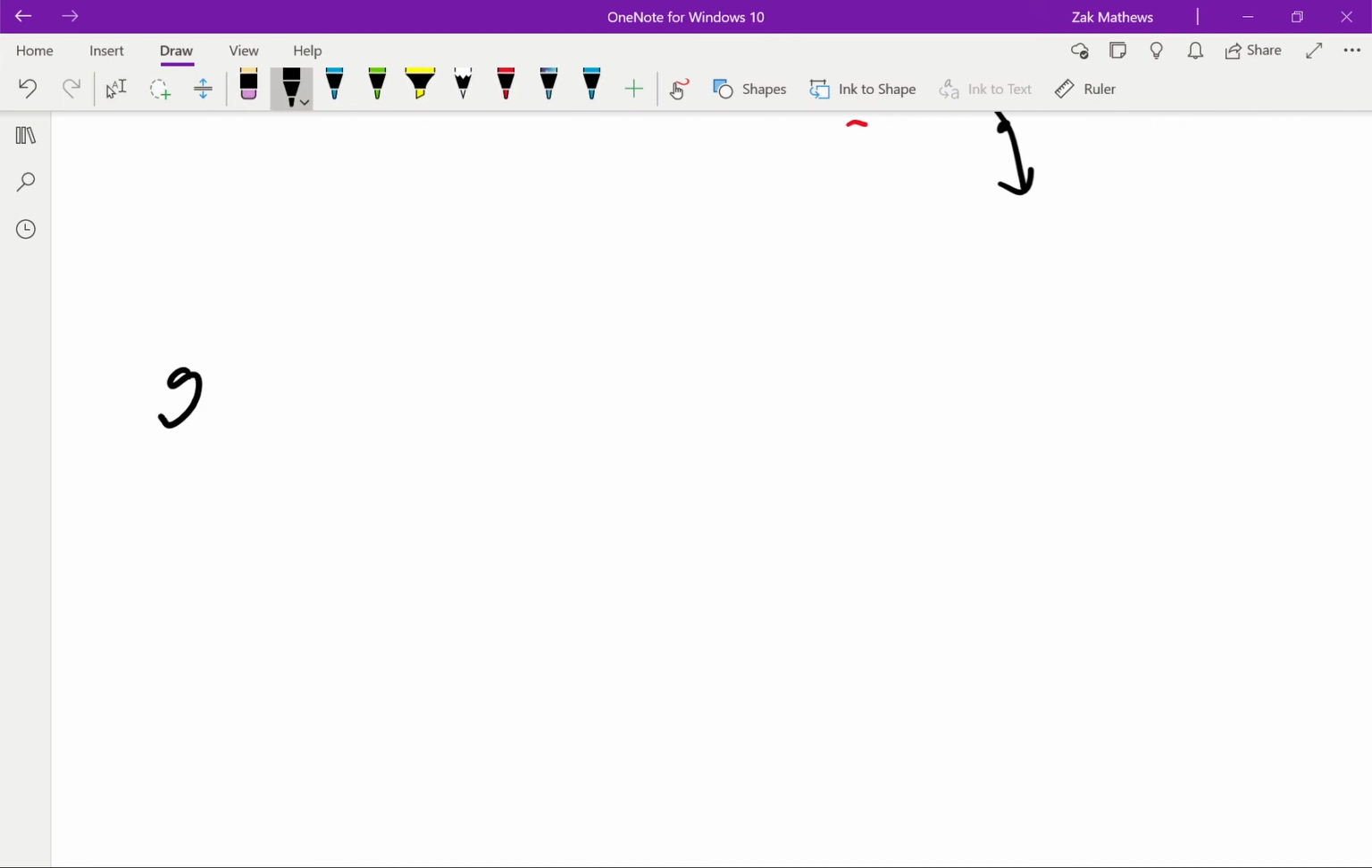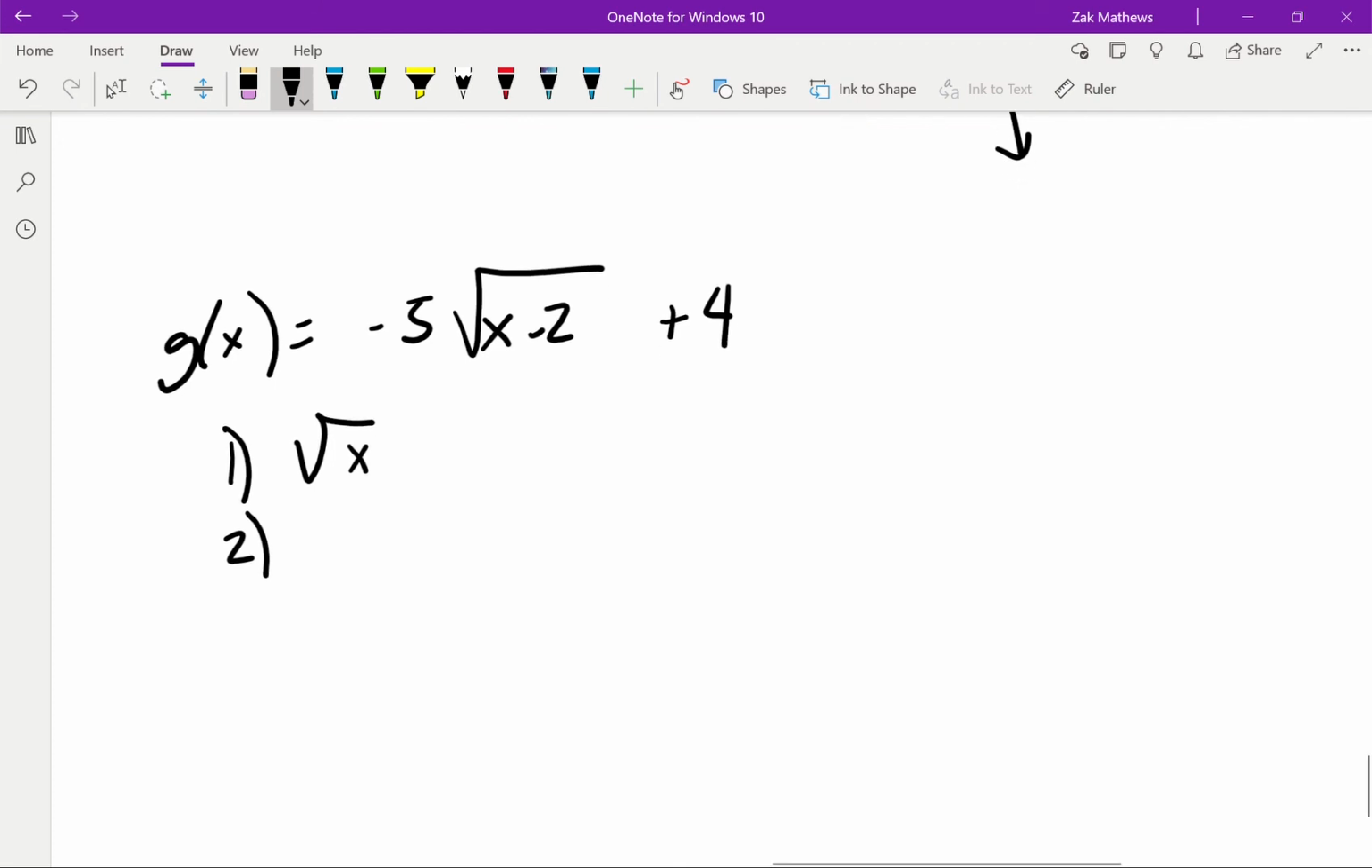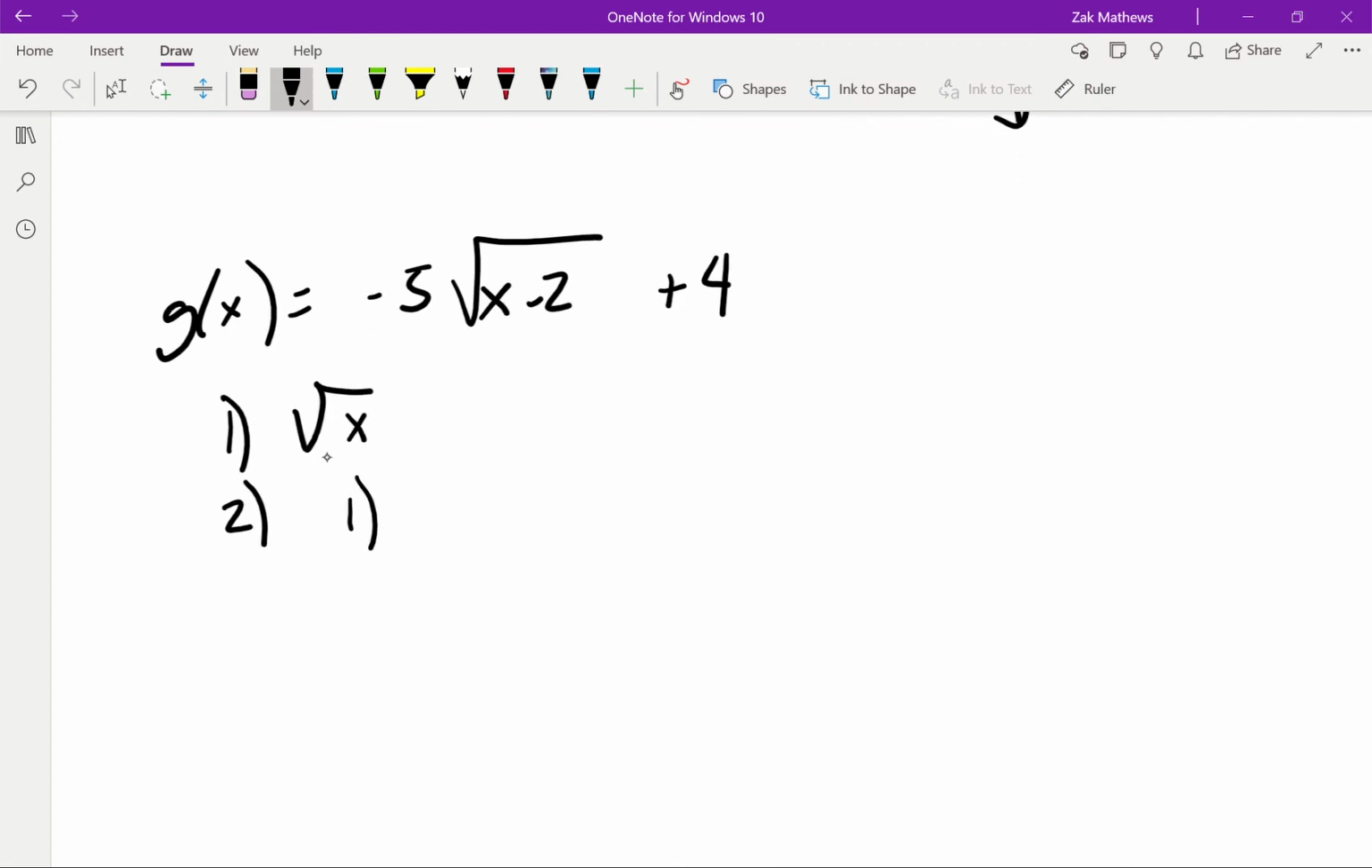Let's take the function g of x is equal to -5 absolute value of x minus 2 plus 4. So we've got a few different things going on here. First thing I want to do is identify my parent function as the square root of x. Next, I'm going to list transformations. So the keys are the first and that last step. I'm not going to identify how many steps I have yet. Let's just identify the first and the last.